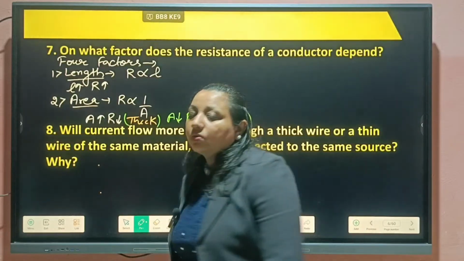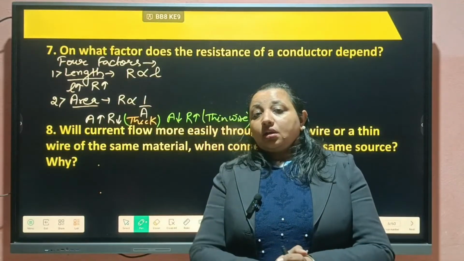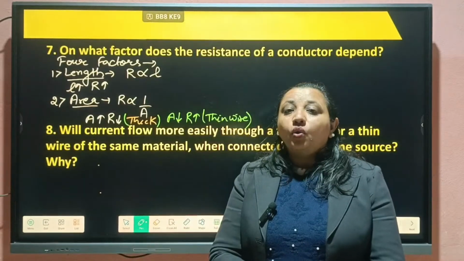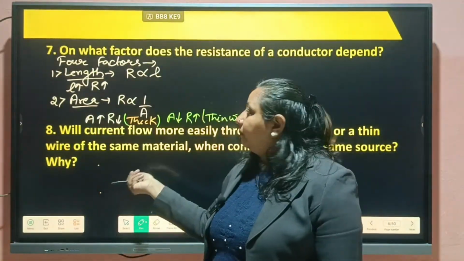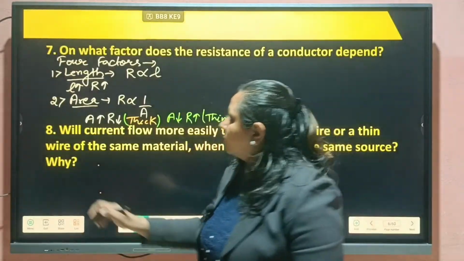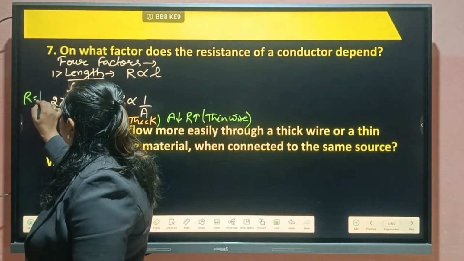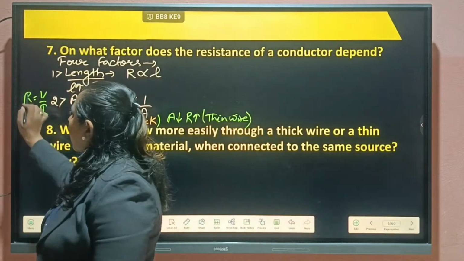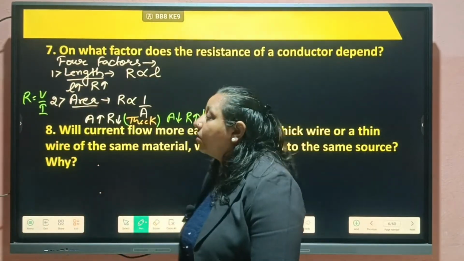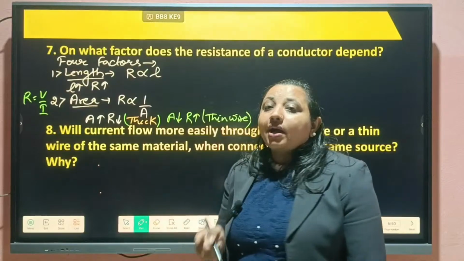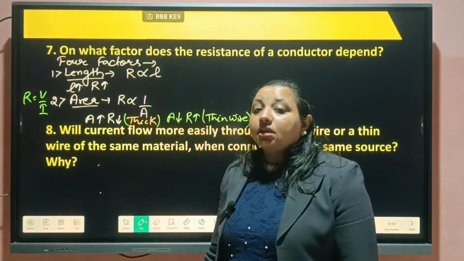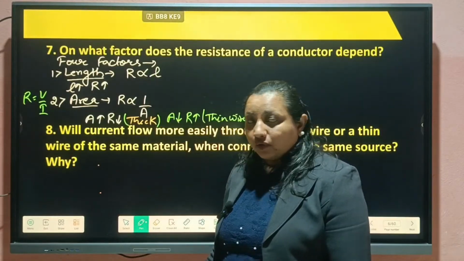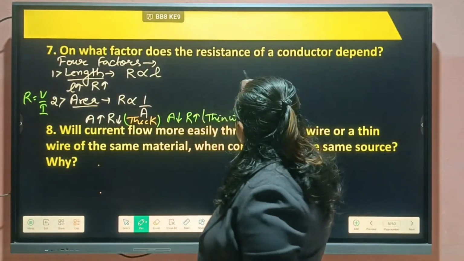The question is also asked from it: through which wire, thick or thin, does current flow easily? तो among the thick wire, क्योंकि area ज्यादा है, resistance कम होगा, and from Ohm's law R is equal to V over I. तो अगर R कम होगा, that means current flows more easily. So among thick wire, current flows easily. So the second factor is that R is inversely proportional to the area of cross section of the conductor.